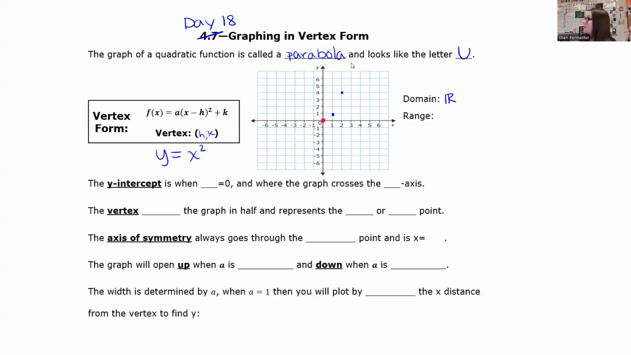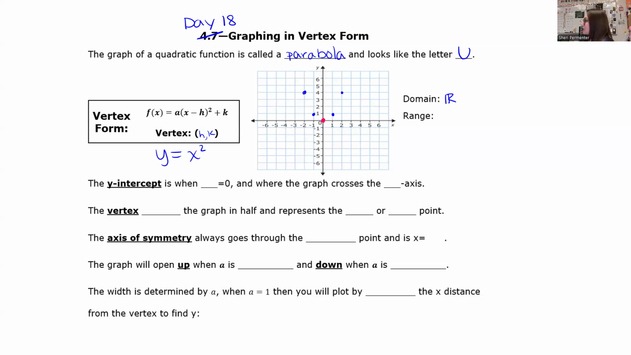So I'm going to use symmetry to make the ones on the other side. I'm going to go to the left 1, and 1 squared is 1, and I'll put a point. I'm going to go to the left 2. 2 squared is 4, so I go up 4, and they're symmetrical on both sides.